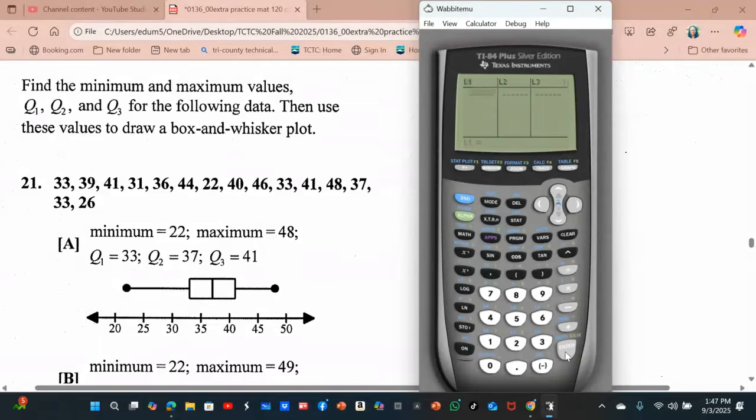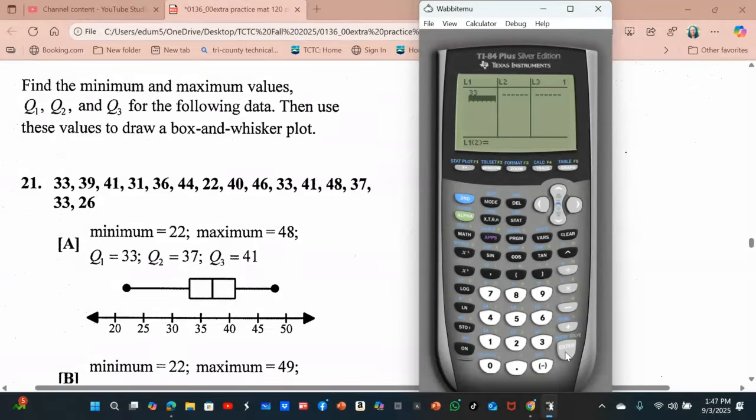I don't need to do that anymore. So I am going to do number 21. The data here is raw data. This time I have raw data, so I am going to put the data in L1. I don't have frequency this time.